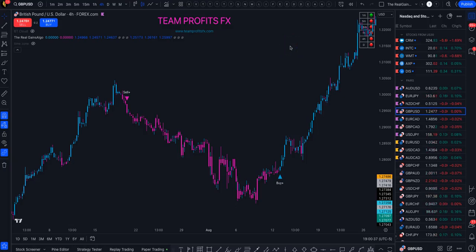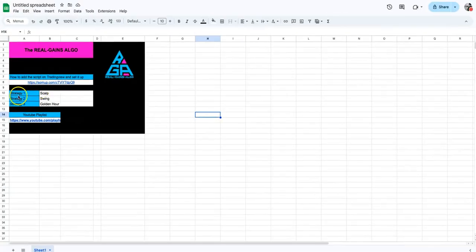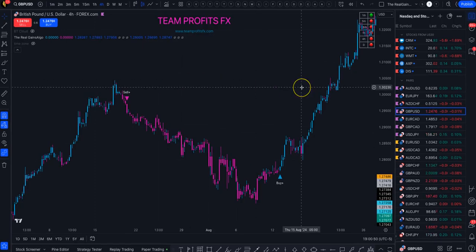So in the first strategy right here, I'm going to be talking about strategy number 1. This is going to be for scalpers. I'm going to show you the settings for probably the best settings for scalping.